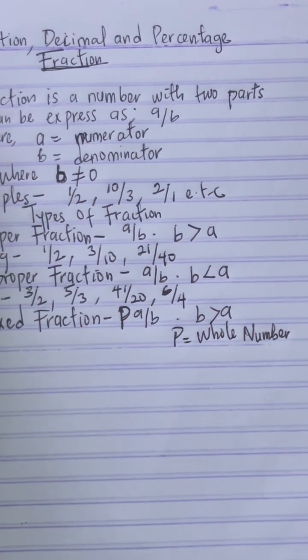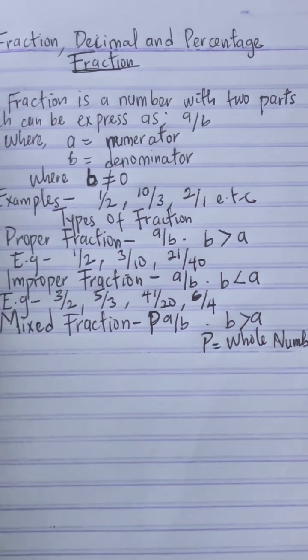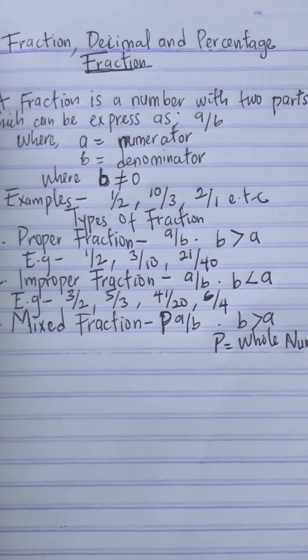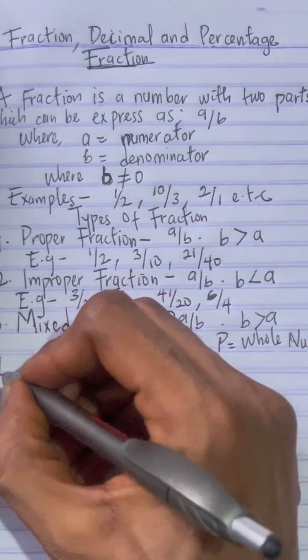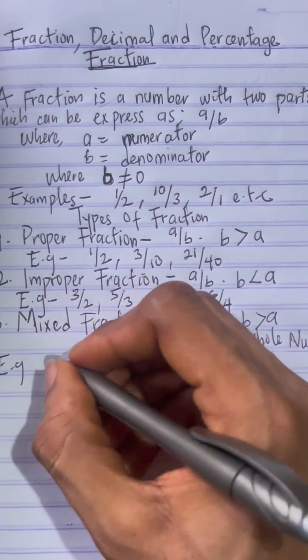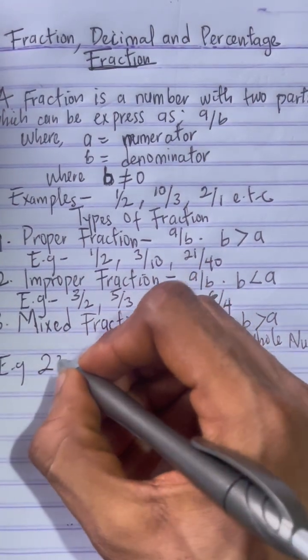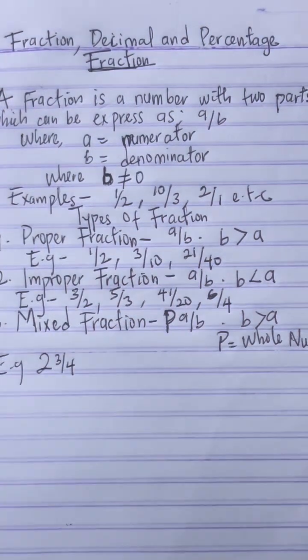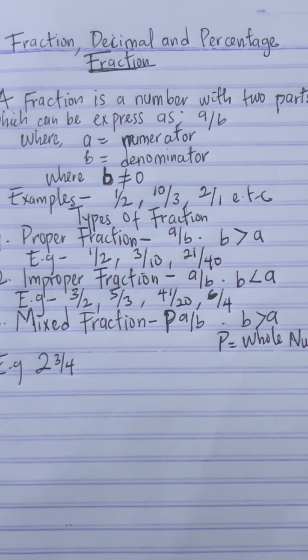The p is what? Whole number. And the b is what? Greater than what? A. So now, example, e.g. if you have two whole number 3 over 4, this is a mixed fraction. Two whole number 3 over 4. A whole number together with what? With a proper fraction.